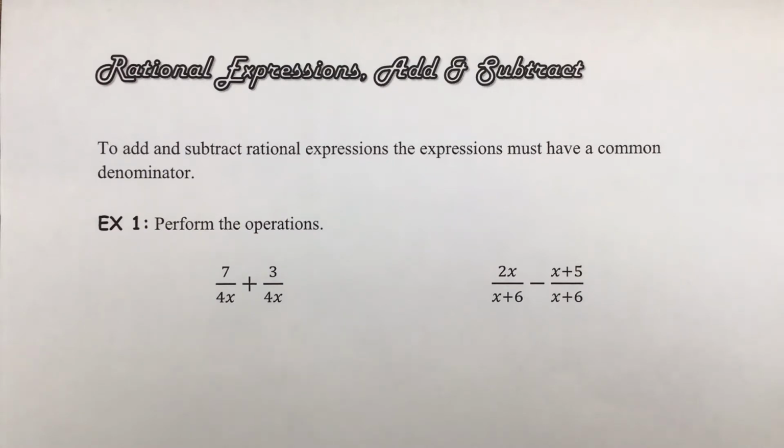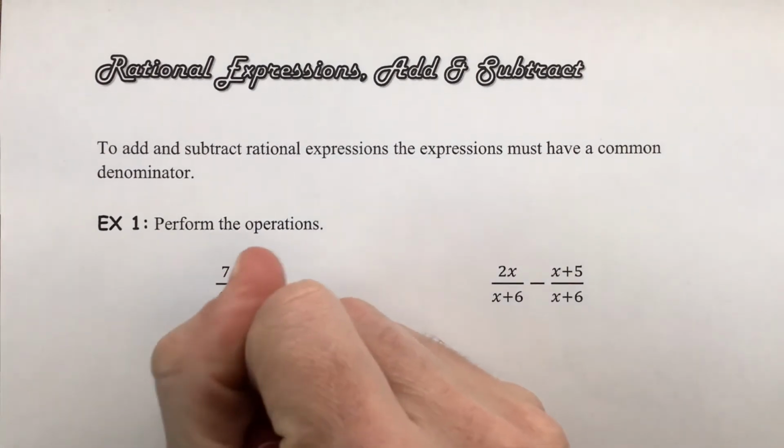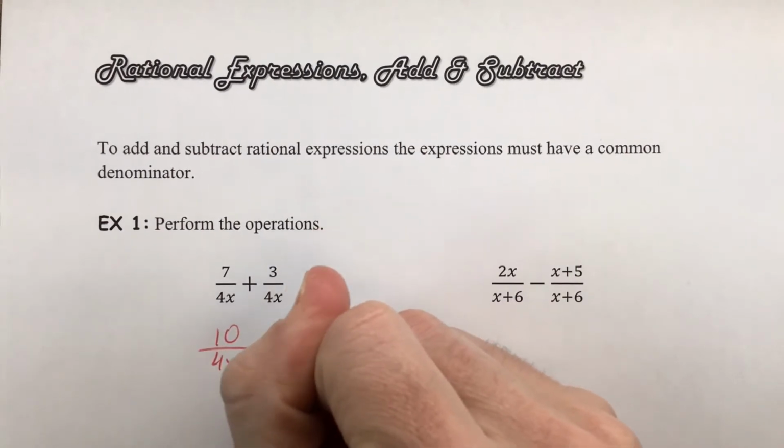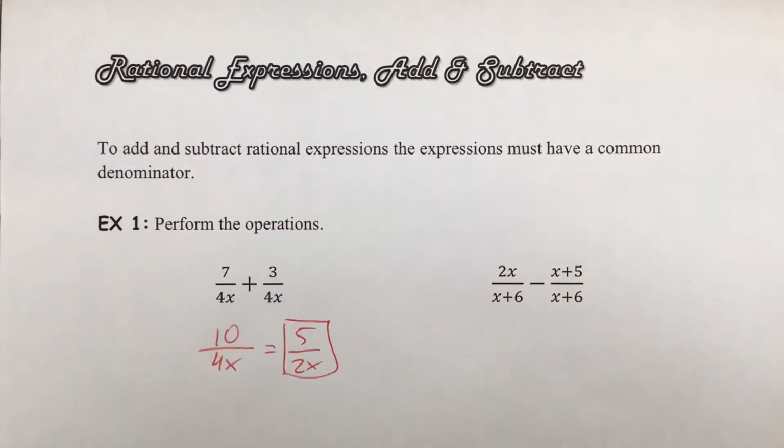So for the first, all you have to do is take 7 plus 3. You already have the common denominator, 4x. So you're going to keep that denominator, and the top is going to become 10, which does reduce. You don't see this until after you do the adding or subtracting, but it does reduce by a factor of 2, which will be 5 over 2x.